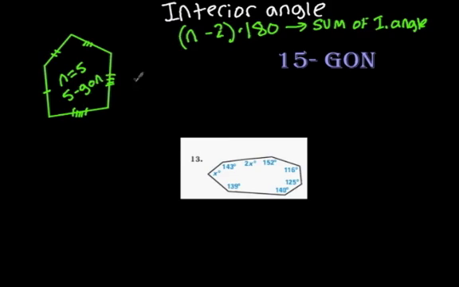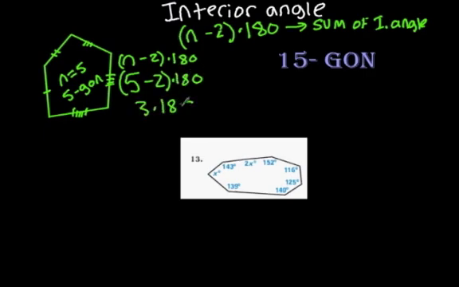So if it's a 5-gon, then we know that we're going to have, we can start off with the n minus 2 up top, times 180. And then that's going to turn into 5 minus 2 times 180. And then we'll have 3 times 180, which is going to equal 540 degrees. So this angle plus this angle plus this angle plus this angle plus this angle will equal 540 degrees.